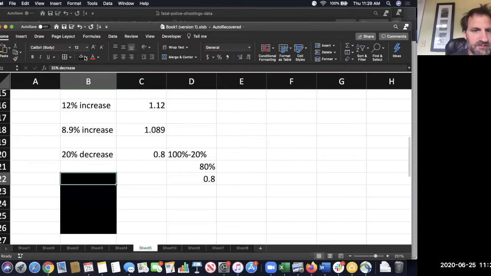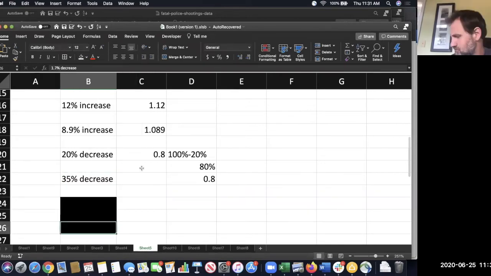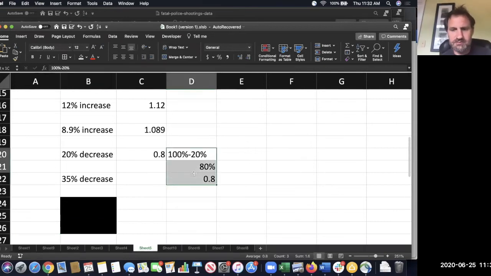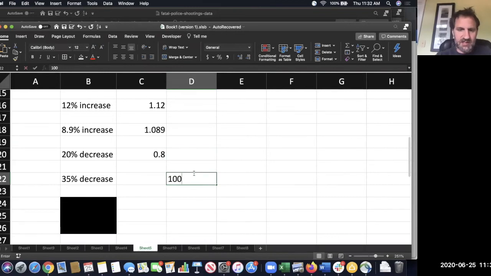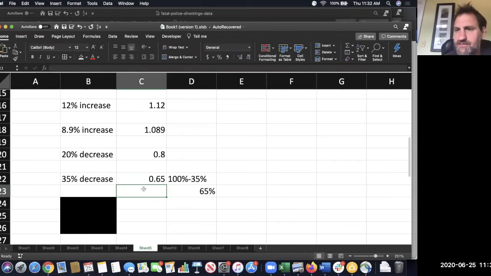Here's another one for you to think about. What's a 35% decrease? Because we're starting from 100% and we're going down 35%, we still have a positive number. I got a couple answers here. Let's go through the process again. 100% minus 35%, that's 65%. Turn that into a decimal, that's the multiplier. 0.65 is the multiplier for a 35% decrease. Okay, we want to finish with the decimal version of it because we're going to use it mathematically.